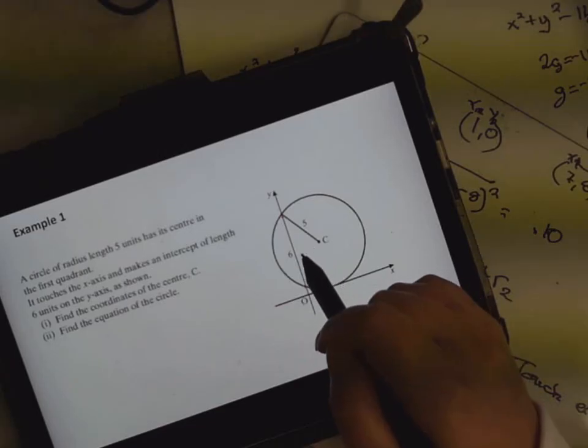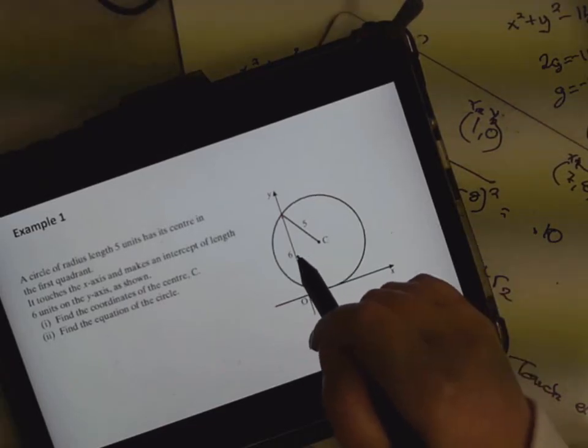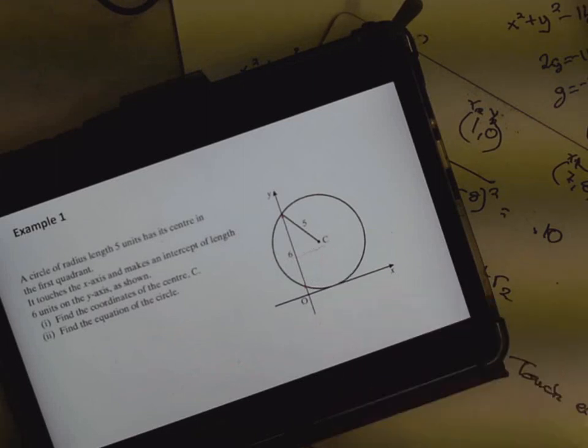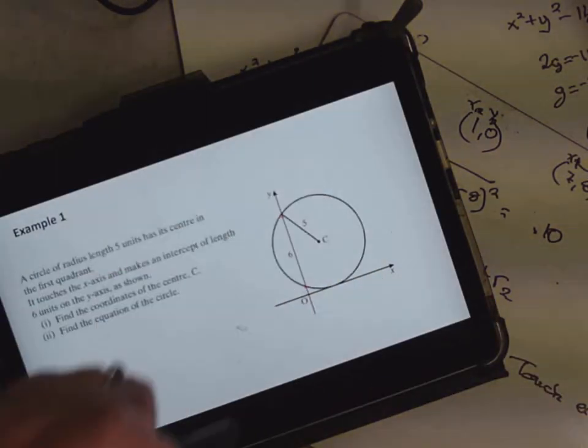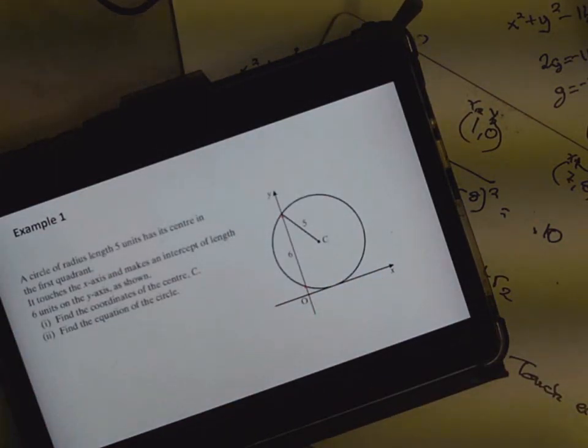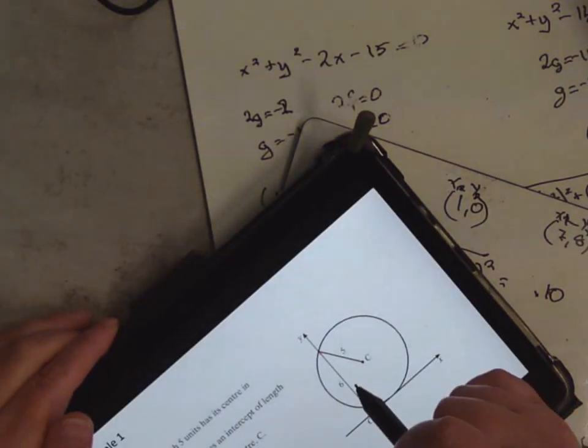Agreed? So if you draw a perpendicular line from the centre, why can't I draw a perpendicular line? Right, okay, I went up too far, then I went down too far. Third time lucky.